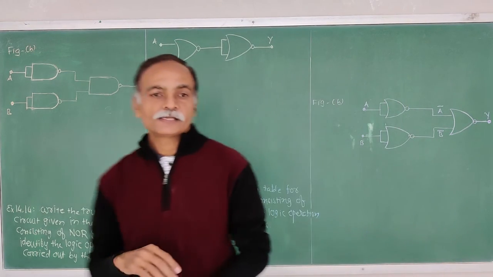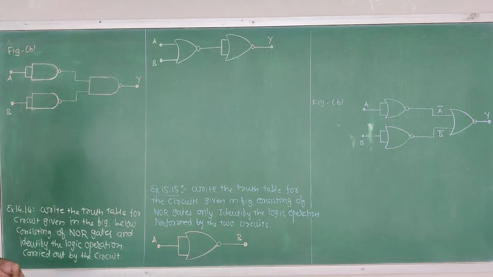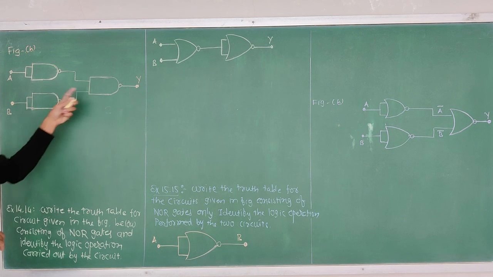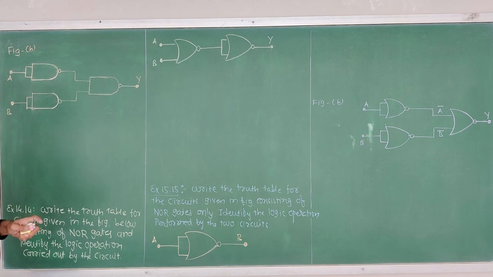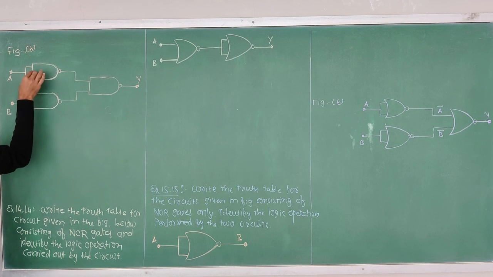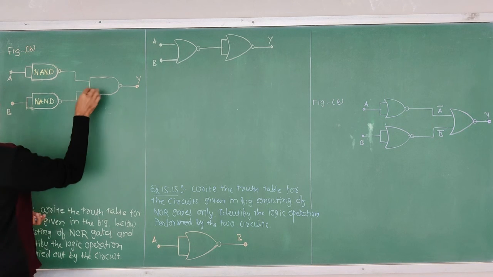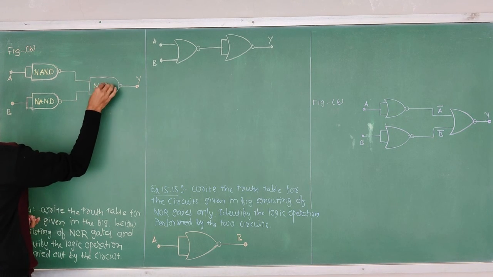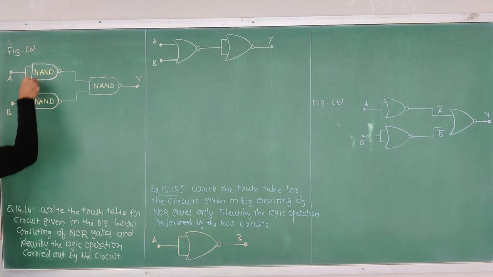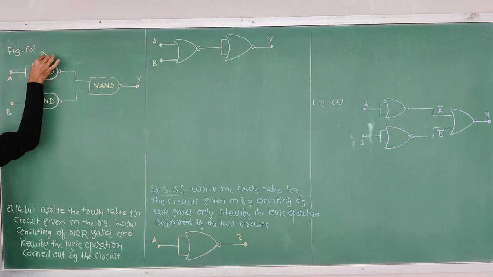Now listen, in figure B of numerical 14.30, the three NAND gates are connected as shown in the figure. The first NAND gate has both inputs short-circuited. In the same manner, the second NAND gate has both inputs short-circuited. That means the first two NAND gates act as NOT gates.